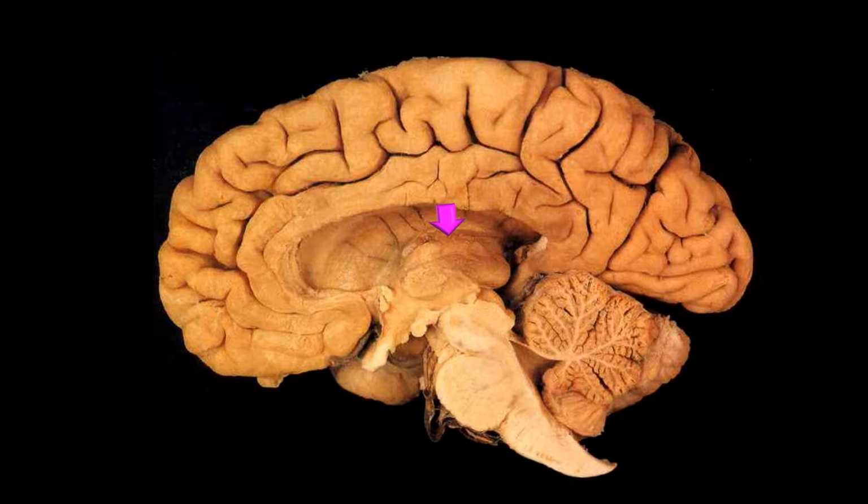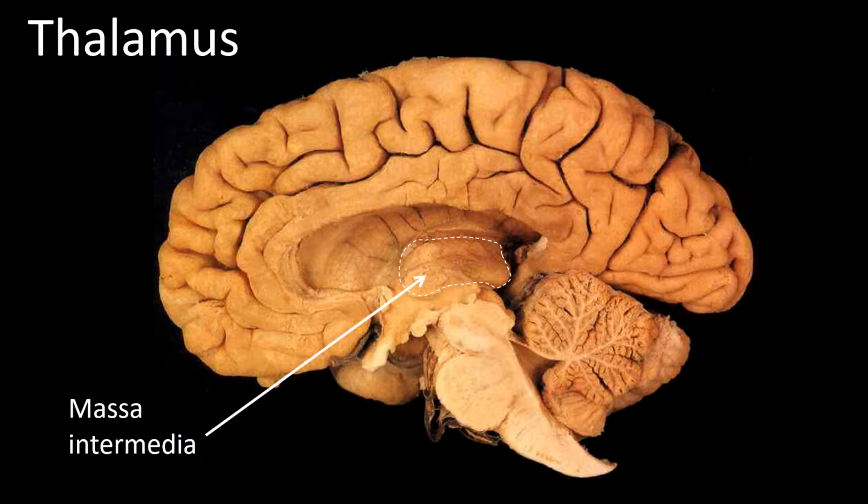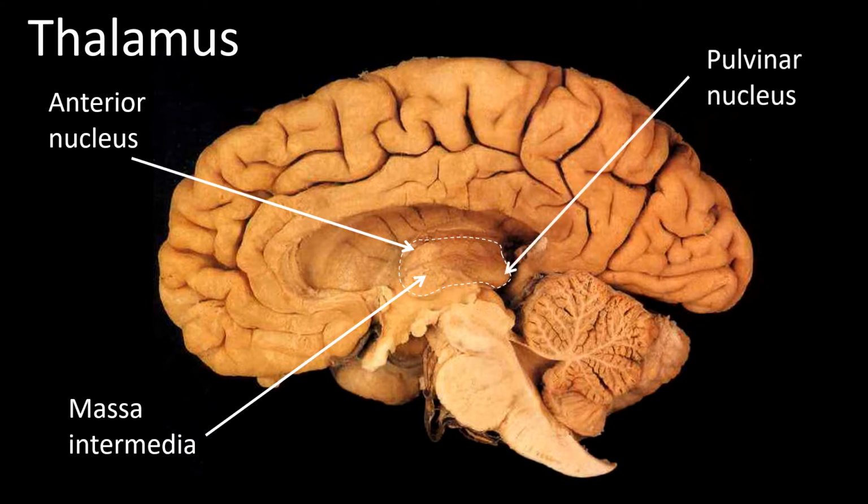Behind the hypothalamus and just below, a little back to the body of the lateral ventricle, we can see the bulging of the thalamus, which I have traced in this frame to indicate the massa intermedia, the anterior nucleus of the thalamus, and the pulvinar nucleus.